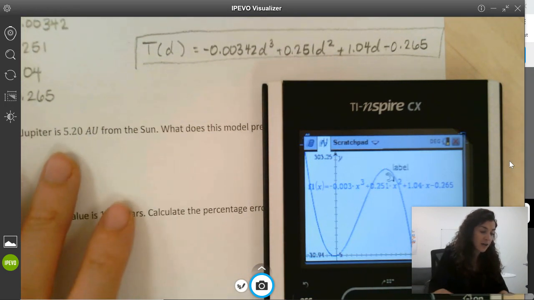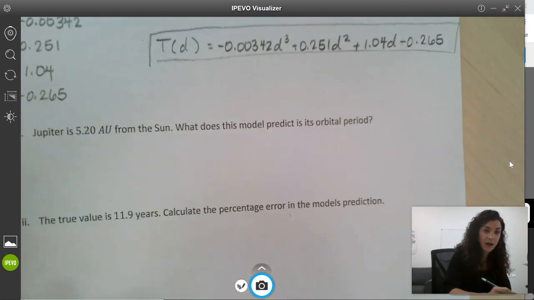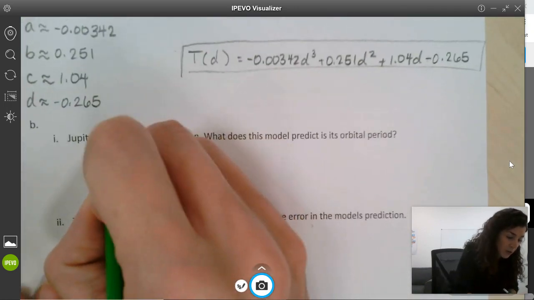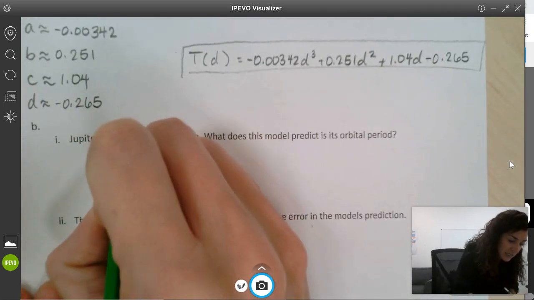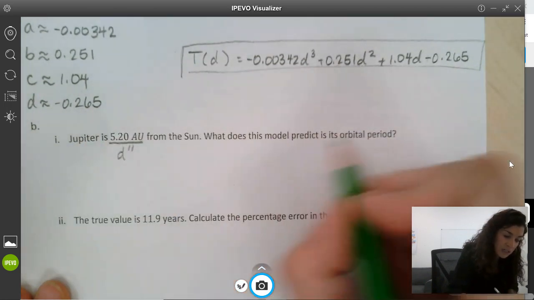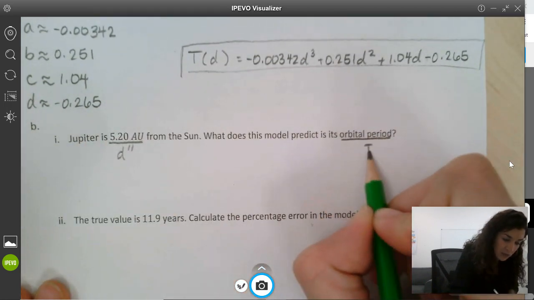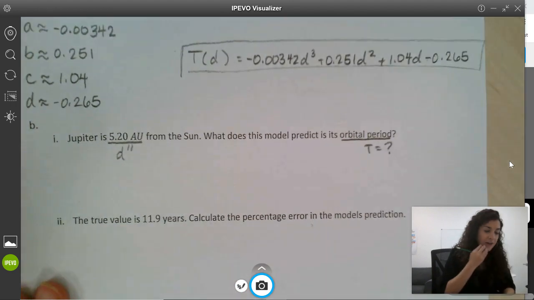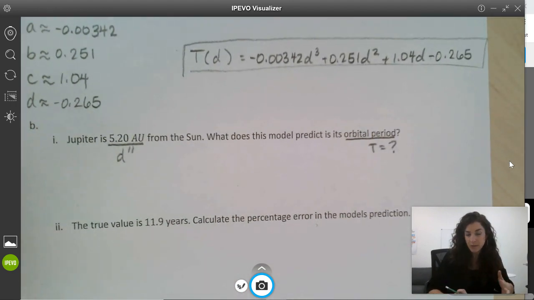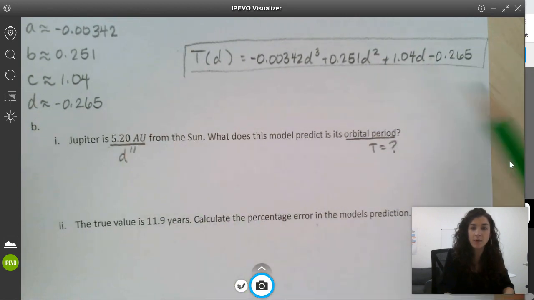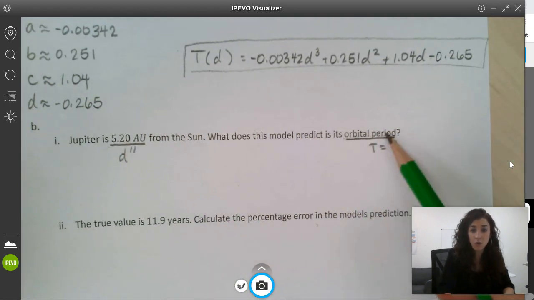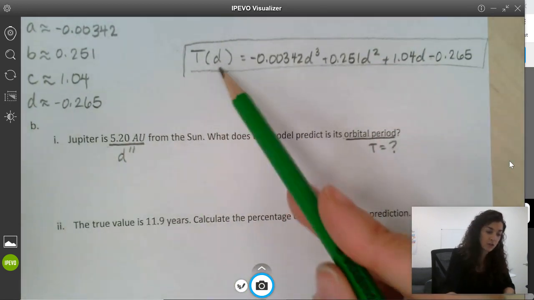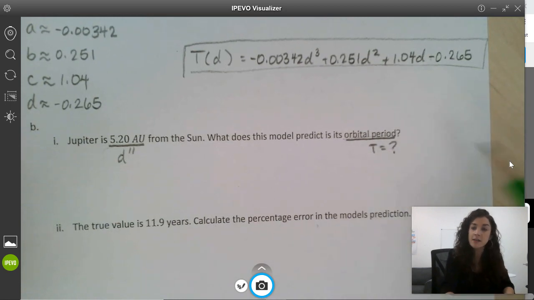And I want to see, okay, when Jupiter is 5.20 astronomical units, well, that's my distance, right? What does this model predict is the orbital period? So T, which is my orbital period, is question mark. Notice the prepare step here, right? I underline the things that I'm given and assign them to a variable. And if I want to find the orbital period, I have a variable associated with that, T. So I say T equals question mark.